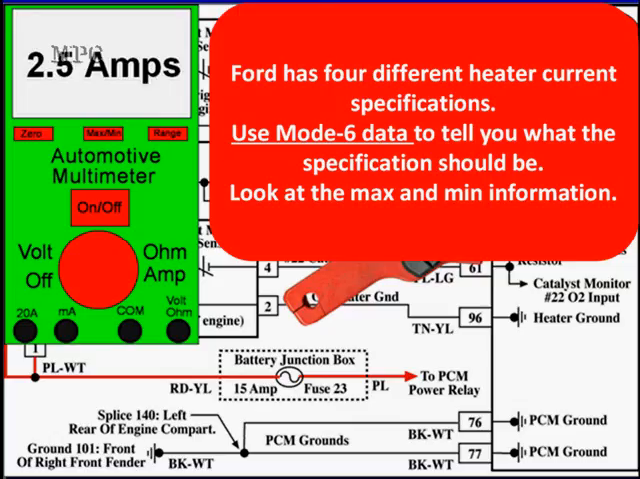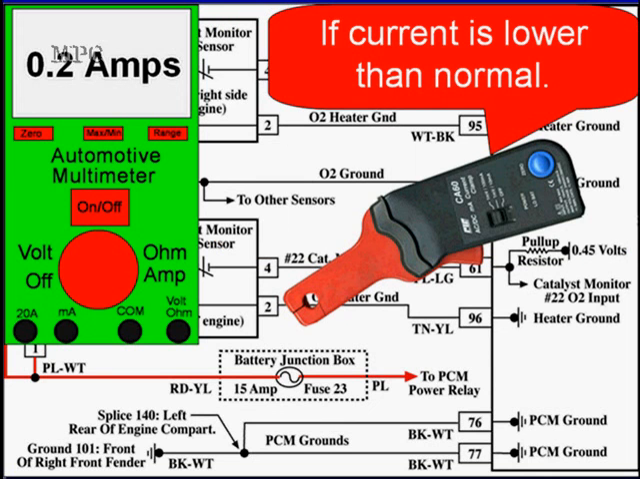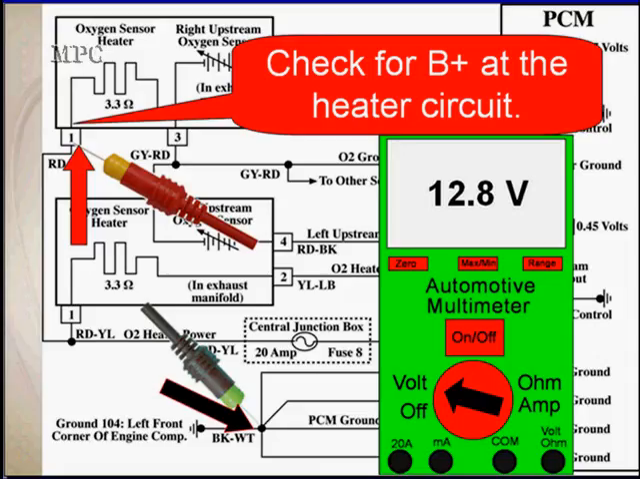In our book, it's slightly higher than normal, which is going to take us directly to the O2 sensor itself. But if it's lower than normal, we're going to have to do some circuit testing before we condemn the sensor. First, we're going to check for B+ at the heater. Here we're looking at 12.8 volts, which is battery voltage. We put our voltmeter on pin 1.